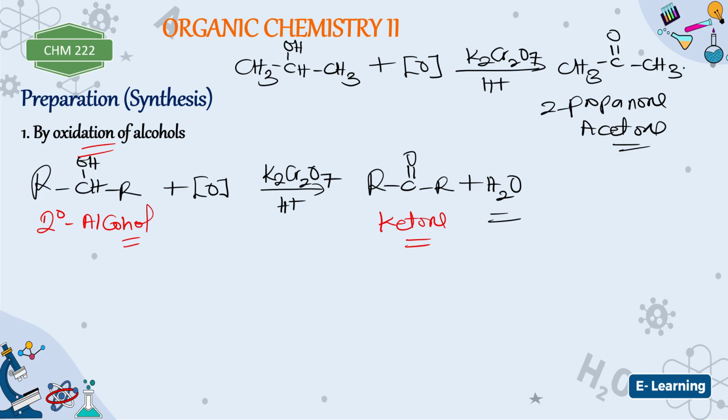Now what is Oppenauer oxidation generally? It is the conversion of secondary alcohol to ketone in the presence of what? In the presence of acetone, or when it is treated with acetone in the presence of aluminum tertiary butoxide. So this is the spelling: Oppenauer oxidation.